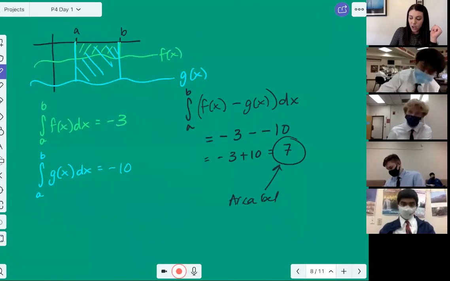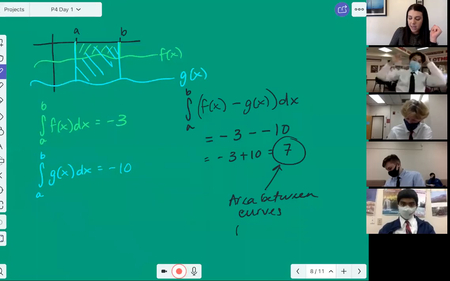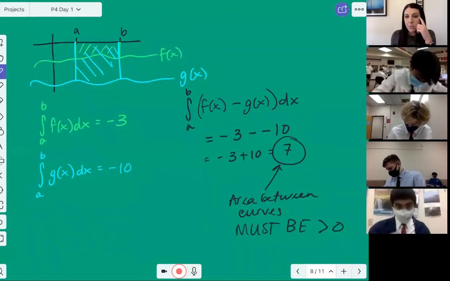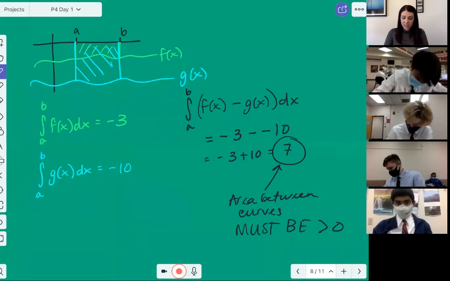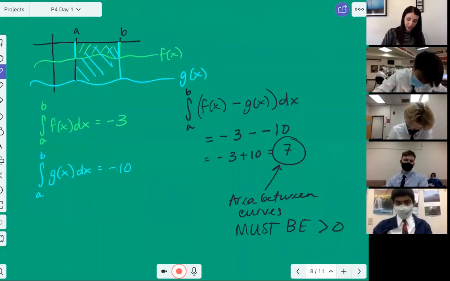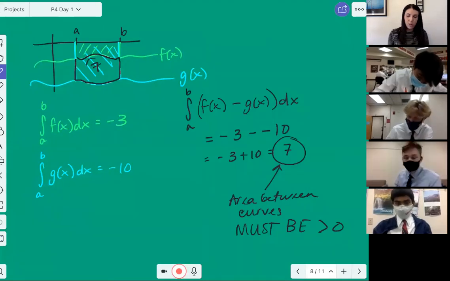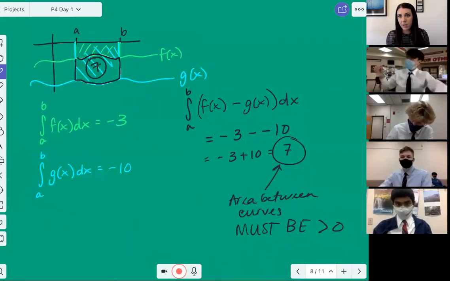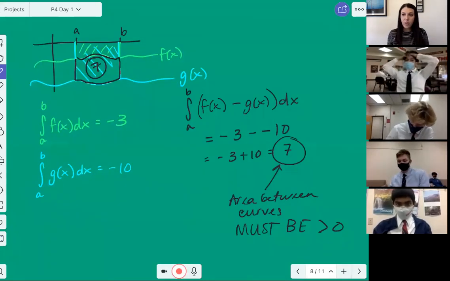Area between curves must be greater than 0, must be a positive value. What we found was that this portion here, the area between those curves, was a value of +7. Okay. Let's do another example.